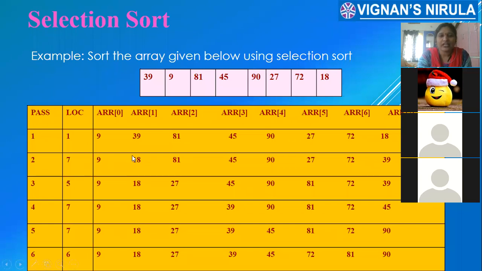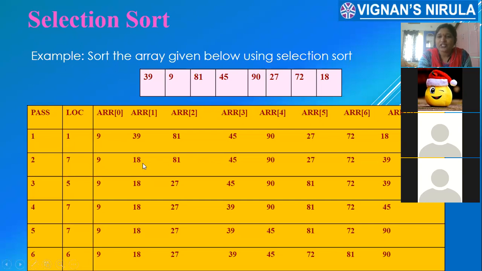What is the smallest element now? 18. What is the location? 1. If it is the smallest element across the path or not, you need to compare with the rest of the elements. What is the next element? A of 2. 81. Is it less than the smallest? No, ma'am.